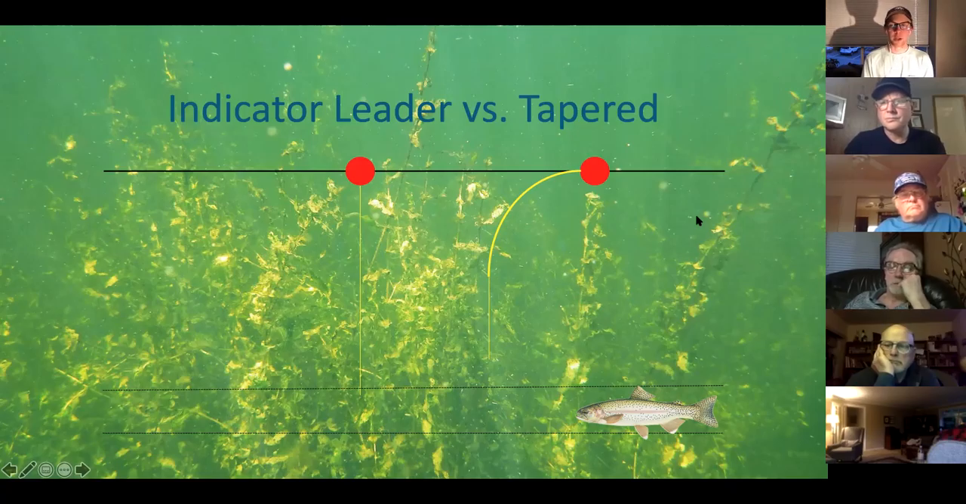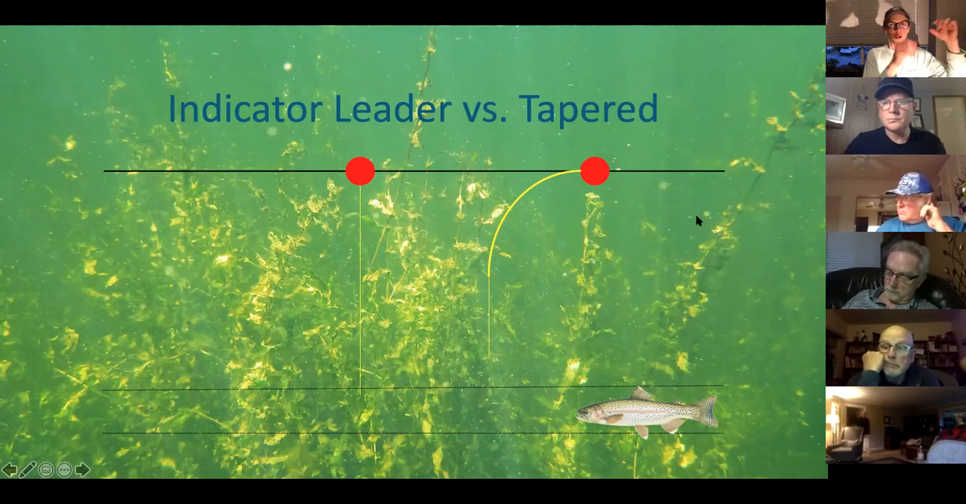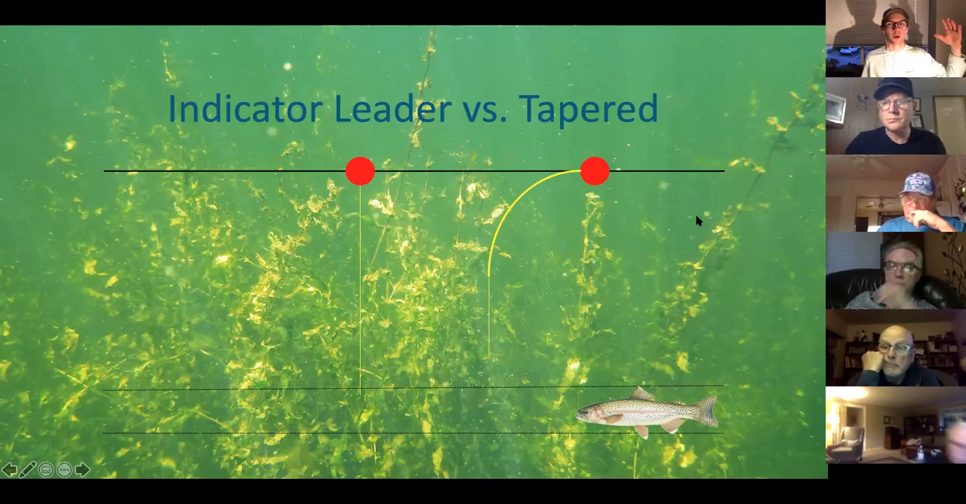Now what we use quite often are indicator leaders. Basically, let's say you have a 12-foot leader, which most of them are. You'll have about a 24-inch section, max 24 inches, of thicker butt section. That's basically just to create a transition from the fly line into the leader, and the rest of it is going to be thin mono.